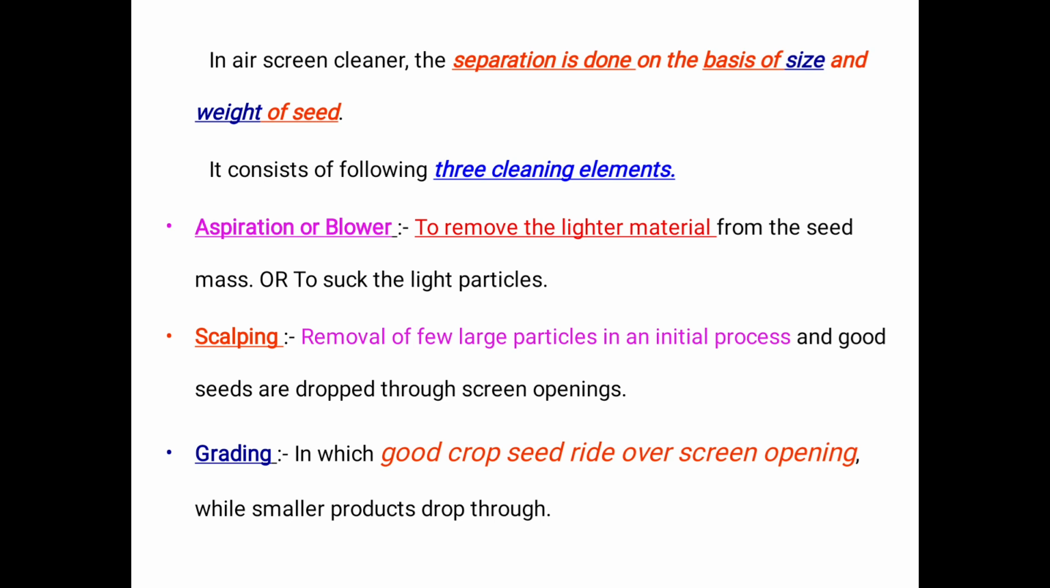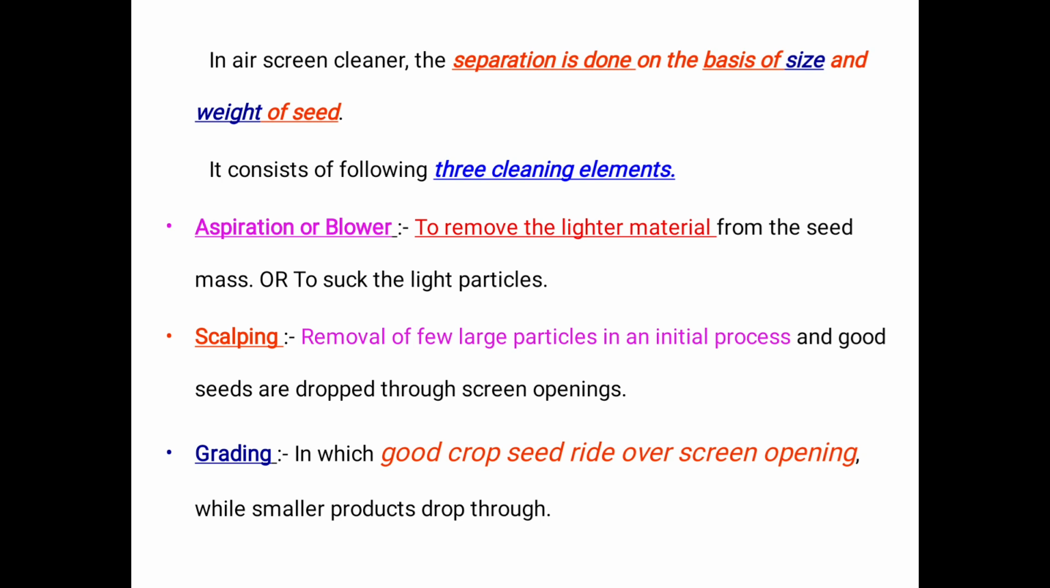Aspiration is to remove the lighter materials or particles from the seed mass, to suck the lighter particles. Second is scalping, the removal of a few large particles in an initial process, while good seeds are dropped through the screen openings. It means scalping is the first initial process, removal of a few large particles, and good seeds should drop through the screen openings.